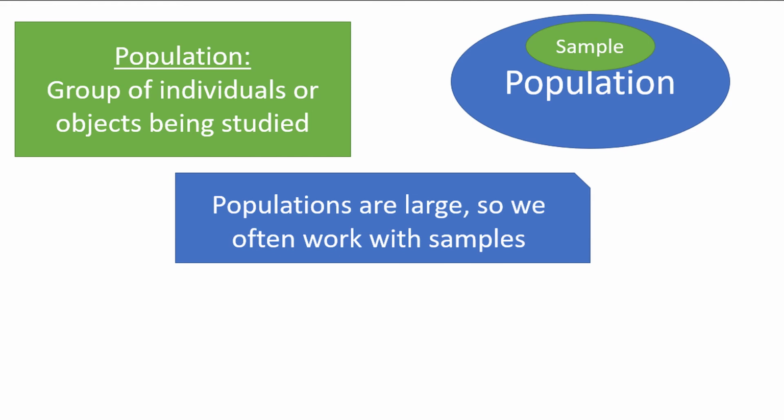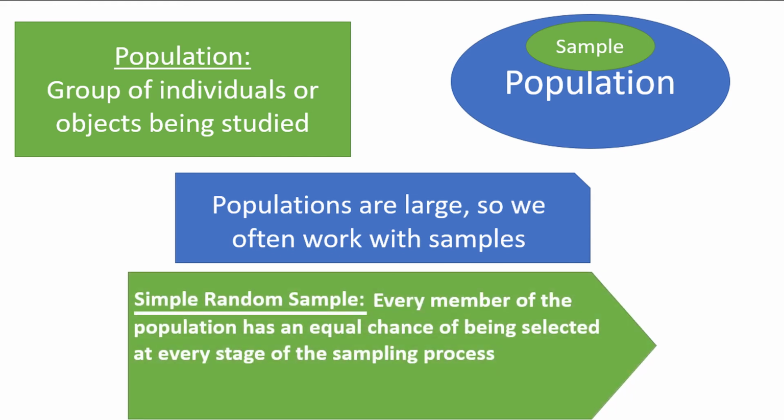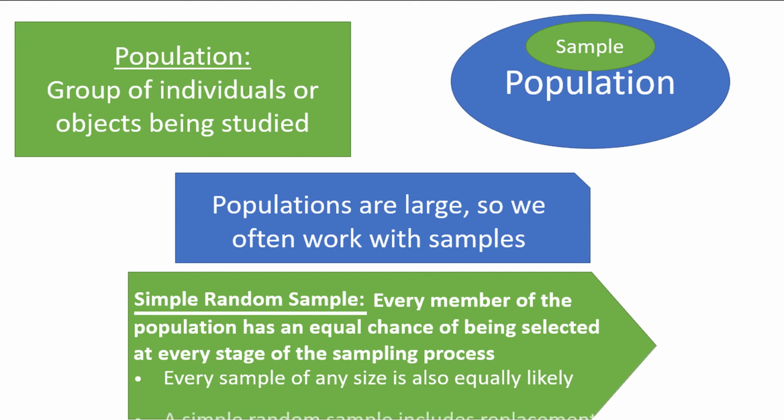The gold standard of sampling is the simple random sample, where every member of the population has an equal chance of being selected at any stage in the sampling process. This also means that every sample of a certain size is equally likely, so all samples of size 20 are equally likely, or all samples of size 100 are equally likely. A simple random sample includes replacement, meaning that once an individual from the population is selected, it is possible for that individual to be chosen again.